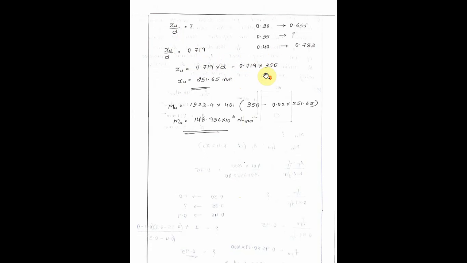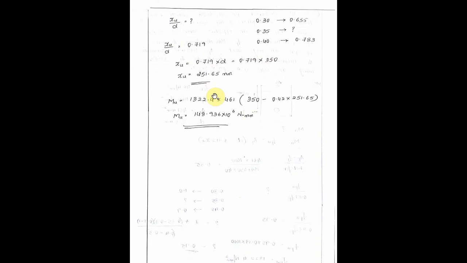Therefore we have to find Xu upon d, which is equal to 0.719 by interpolation. Therefore Xu equal to 0.719 into d, that is 0.719 into depth 350. Xu is equal to 251.6 mm. Therefore Mu equal to 1322.4 into 461 into 350 minus 0.42 into 251.65, that is Mu equal to 148.936 Newton mm.